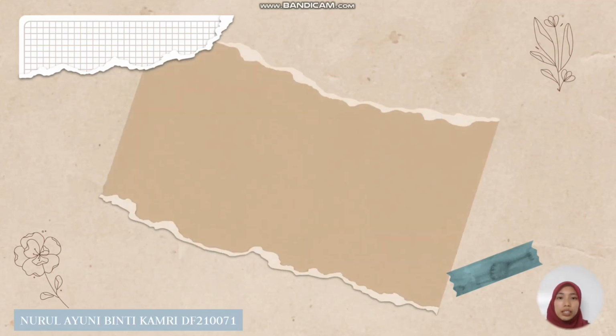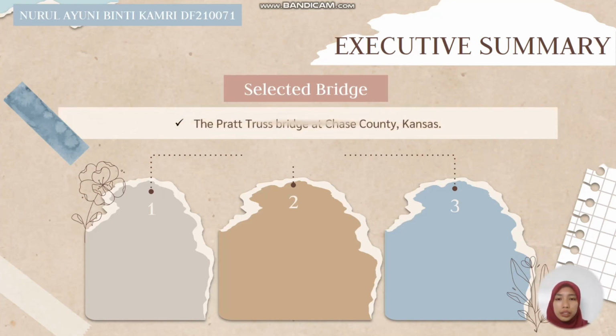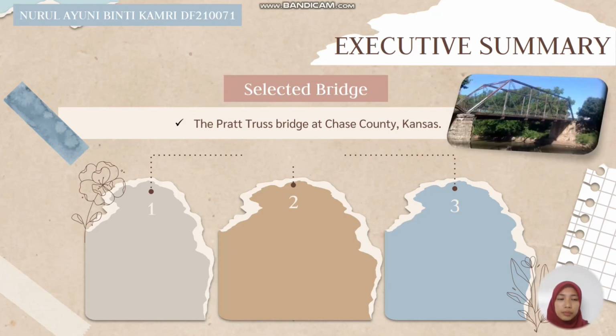For the first presenter, I want to present the executive summary for this project. The executive summary is about the selected bridge we want to use for this project. The selected bridge for this project is the Truss Bridge at Truss County, Kansas. This is a picture of this bridge. Now I want to explain about this bridge.